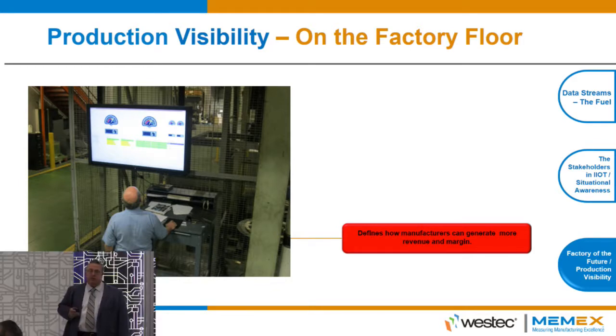So what does production visibility look like on the factory floor? Well, this particular example here is a factory in Florence, Kentucky. It's actually Mazak's factory, and this is an example of an automated cell with a dashboard. You will get somewhere between 6 to 10% of productivity increase if you don't do anything with the data and just put up Andon screens on the factory floor.